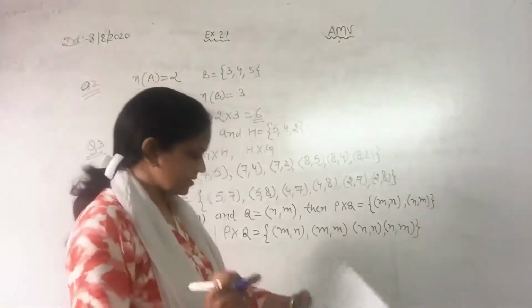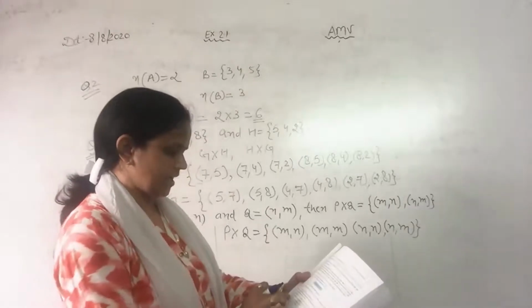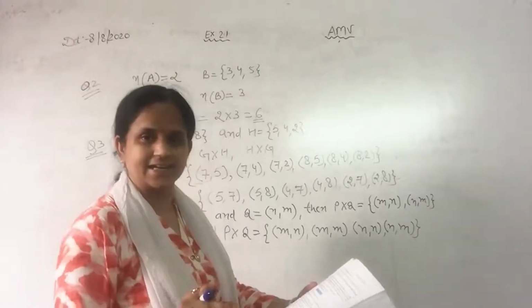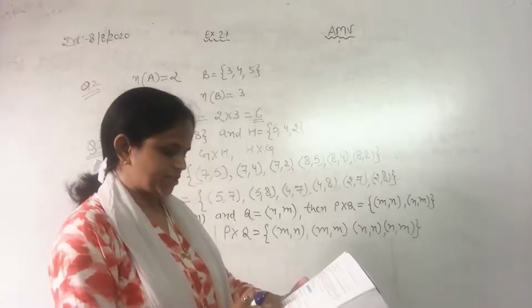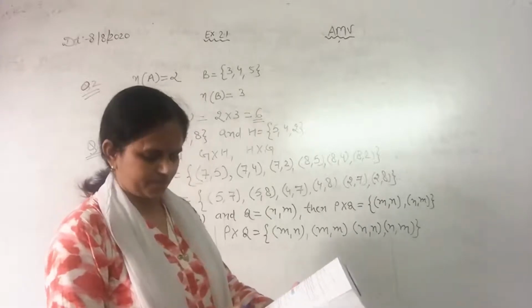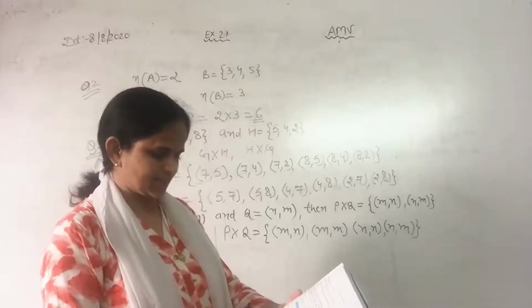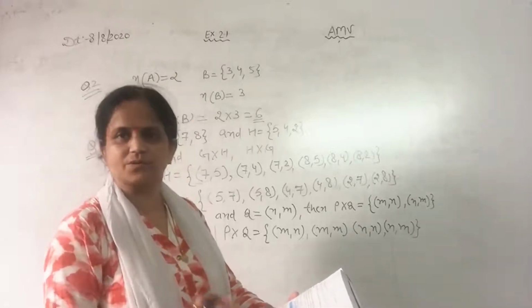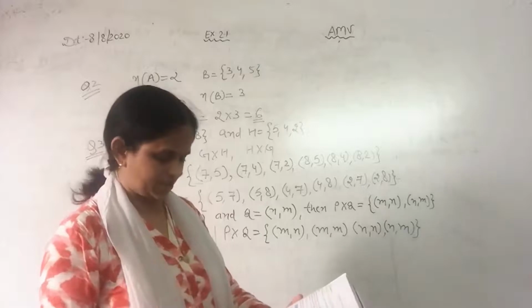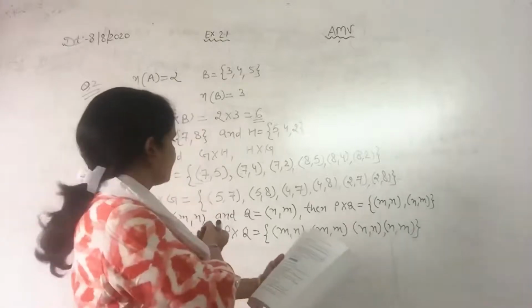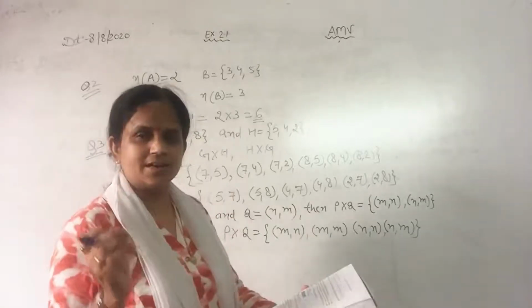Now, the second part of this question: if A and B are non-empty sets, then Cartesian product AB is a non-empty set of ordered pairs (x, y) such that x belongs to A and y belongs to B. It's a true statement. Okay, since it is an important result I told.